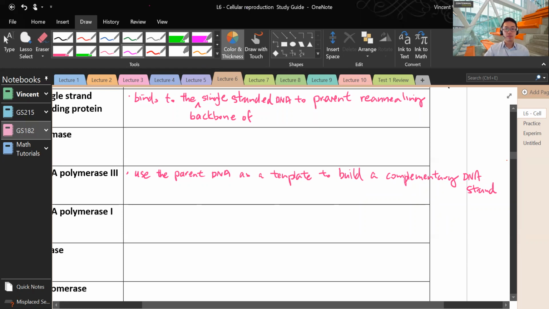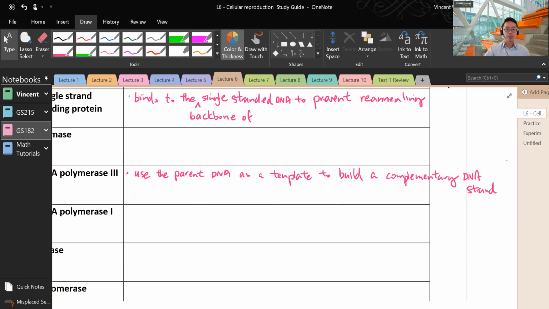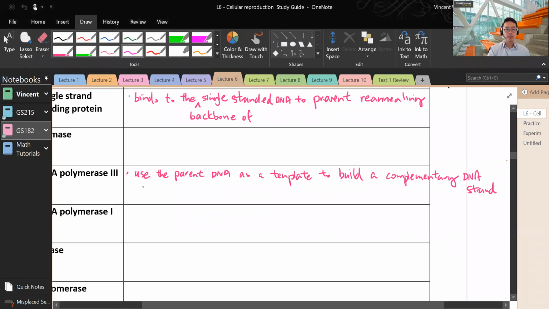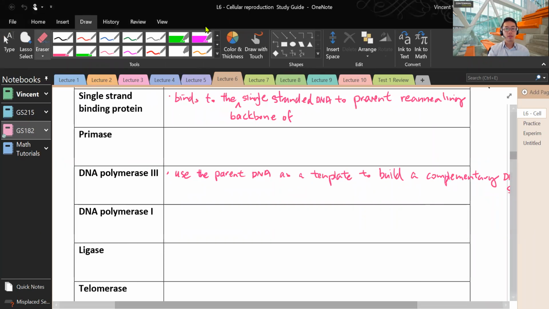Sorry, the program just froze for a second. Let me restart and see if it's going to come back. Can you guys see it? It's functioning, right?